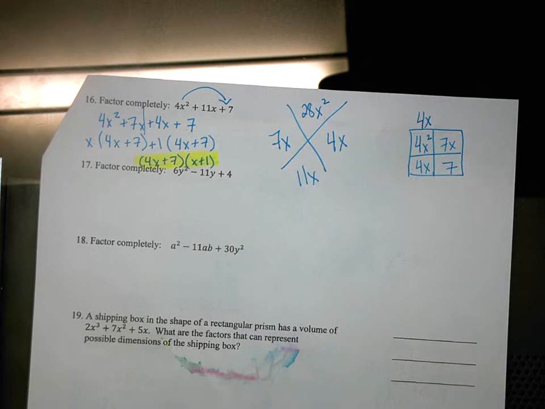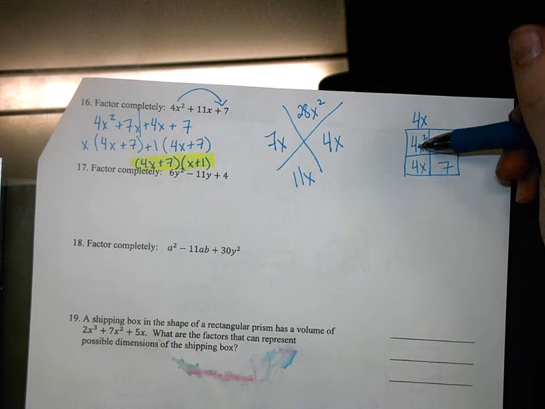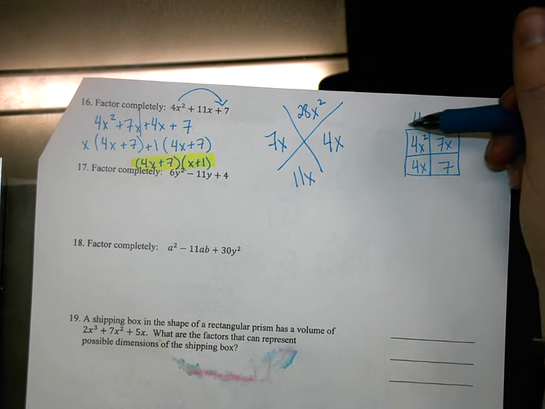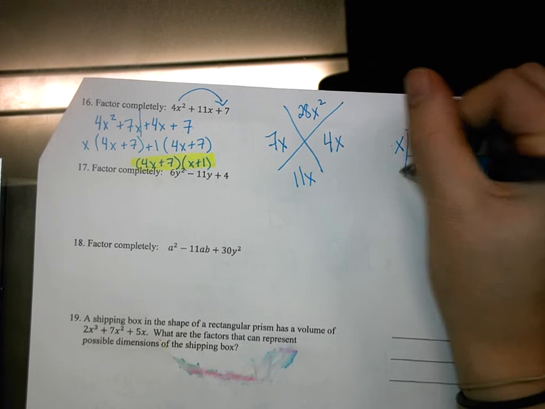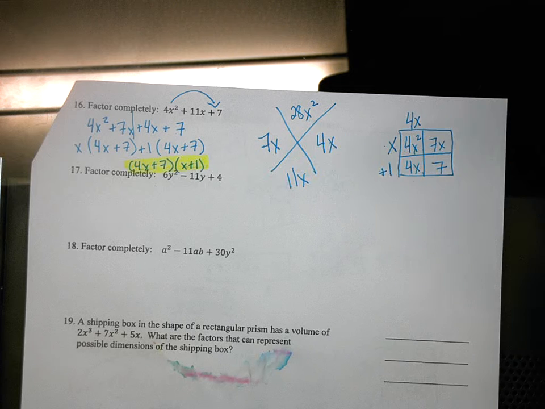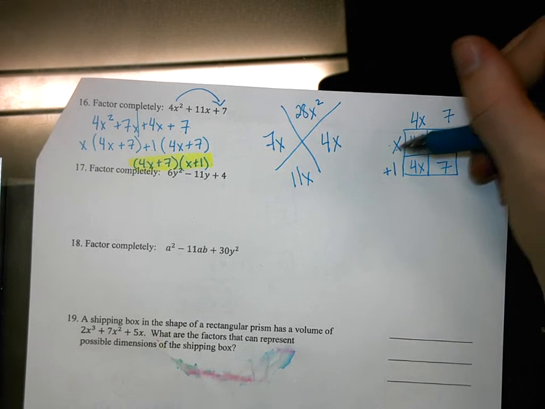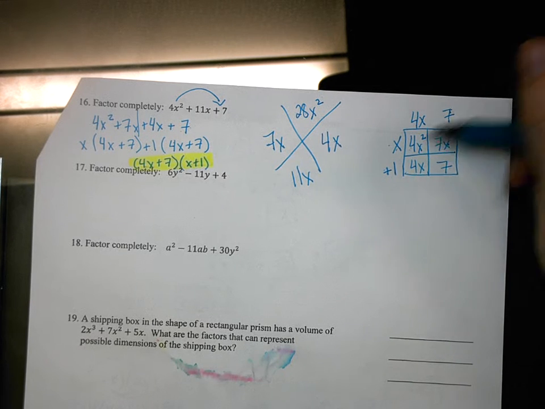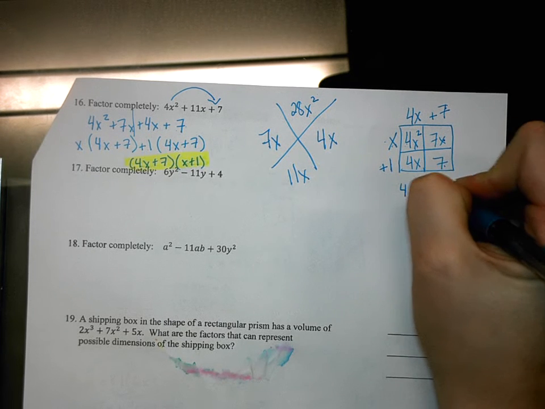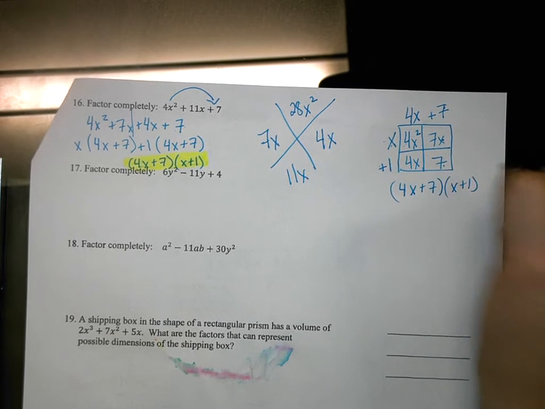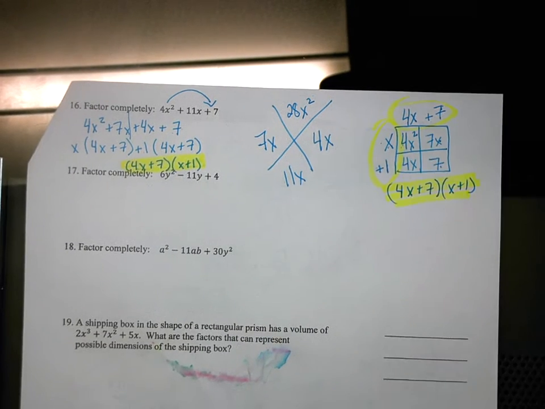You could try 2, but if you had a 2 over here, you wouldn't get to a 7, so that would be difficult. So 4x times what gives me 4x squared? 4x times x. 4x times what gives me 4x? 4x times 1 gives me 4x. x times what gives me 7? Well, x times 7 is 7x. And is 7 times 1 equal to 7? Yes. So I still get 4x plus 7 times x plus 1. Your answer here comes from your outside of your area model.